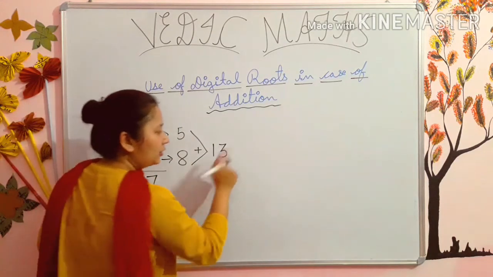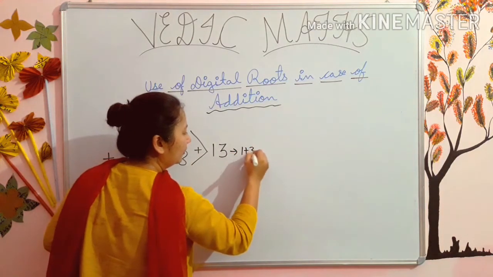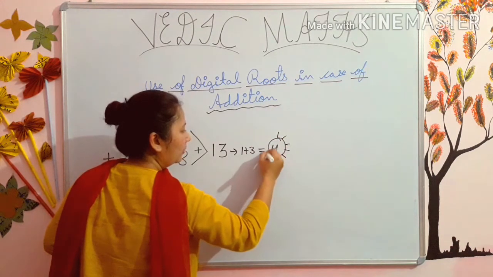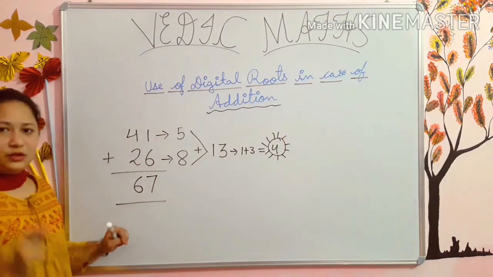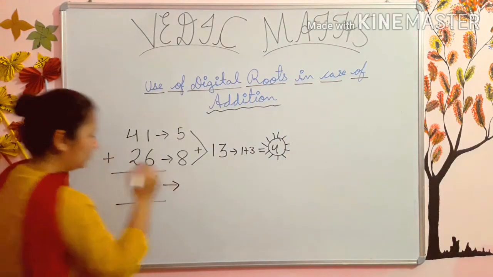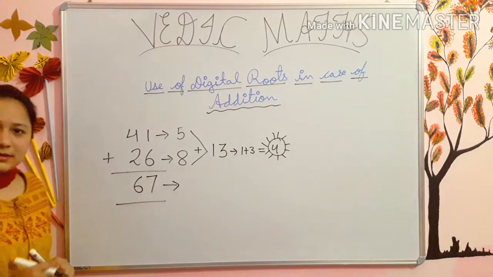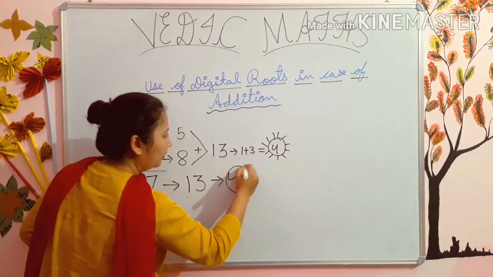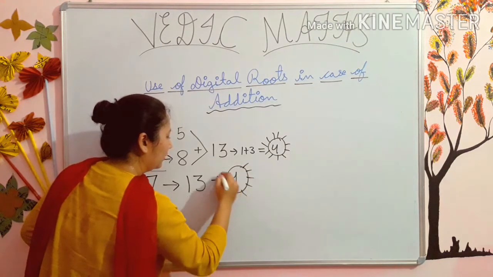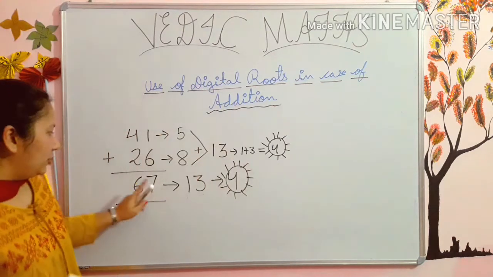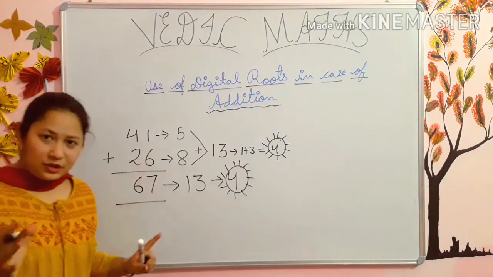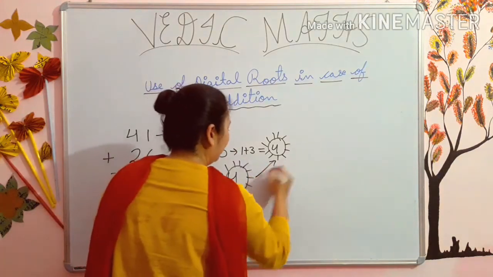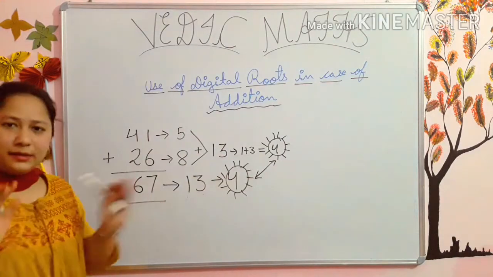Now this is not a digital root. You have to add it again. 4 is a digital root. Now add this. 7 plus 6, 13 and 3 plus 1, 4. So see, the digital root of these numbers after adding and the digital root of the answer are coming the same. This means your addition is right.